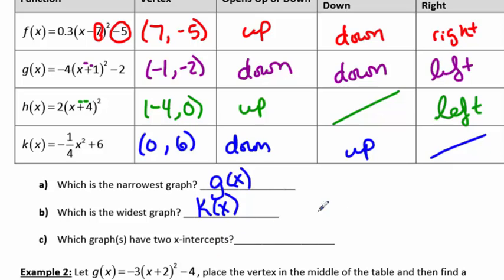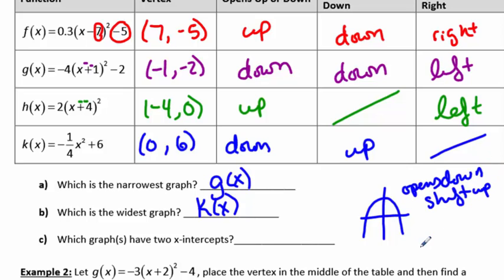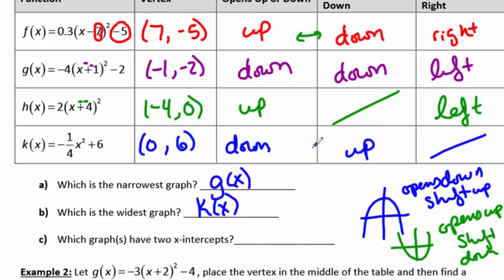Which graphs have two intercepts? A graph is going to have two intercepts if it faces down but was shifted up, or if it opens up but shifts down. So we have opens up, shifts down, and opens down, shifts up. If A and k give you a different direction, one's up, one's down, that's when we have two x-intercepts. So f of x and k of x will have two intercepts.